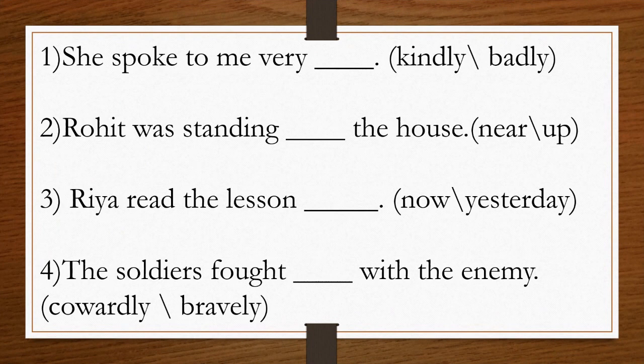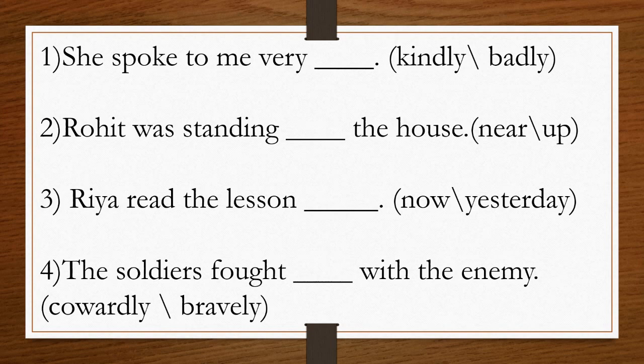Here in the bracket, two adverbs are given. You have to choose the correct one and fill the blank. Let's start. She spoke to me very dash. And in the bracket you can see two adverbs, kindly, badly. Which is the correct one? Yes, very good, kindly. So, you will write, she spoke to me very kindly.